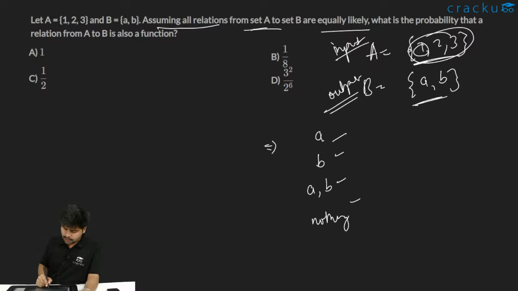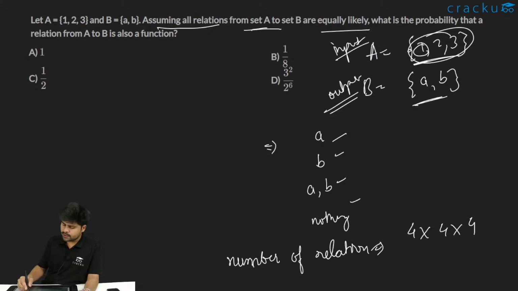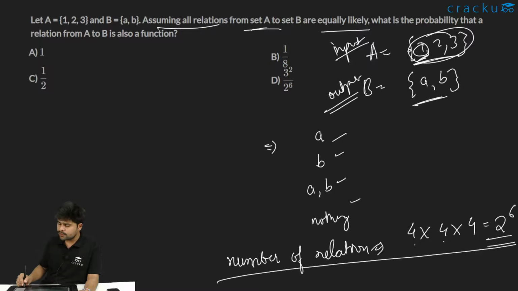This means, how many relations are possible? There are 4 times 4 times 4, because there are 4 possibilities for the first element, 4 possibilities for the second element, 4 possibilities for the third element. This is nothing but 2 squared times 2 squared times 2 squared, which is 2 raised to the power 6. This is the total number of relations.